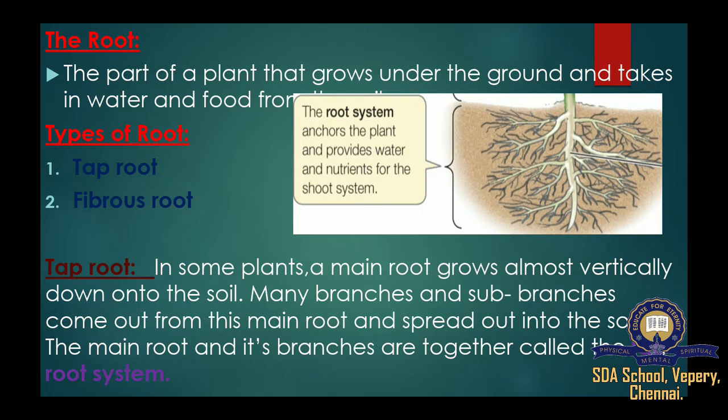Types of root. Root is divided into two types: taproot system and fibrous root system. Taproot system. The taproot system develops from the radicle of the germinating seed. It is also called the normal root system. The taproot system is present only in dicotyledonous plants.